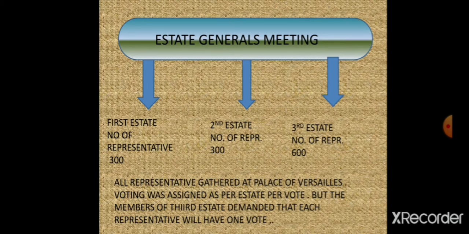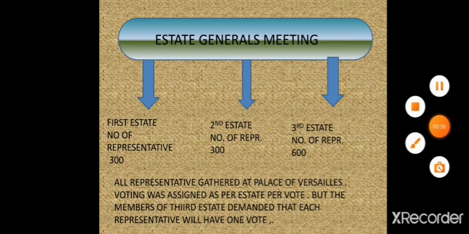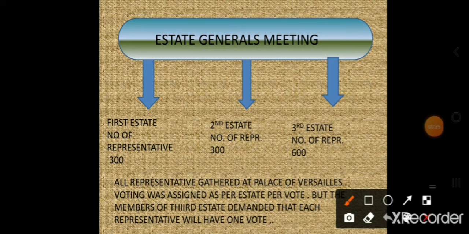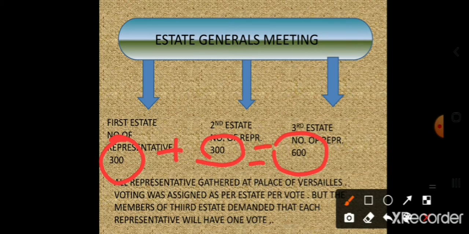The third estate opposed this, and they demanded that every representative gathered in the Palace of Versailles should have one vote. Why were they asking for it? Because the second estate had 300 representatives, the first estate 300, and the third estate 600. If you add the first and second estates, they are equal to the third estate.